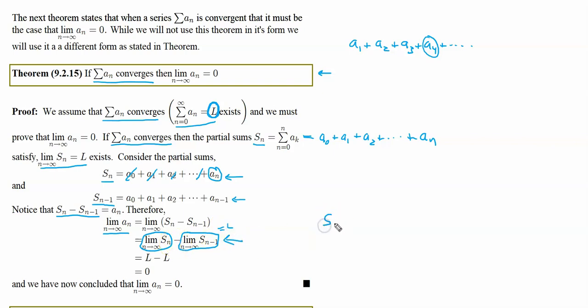As n gets very, very large, this quantity is approaching L. So as n gets very large, so does n minus 1. So this quantity is also approaching L. You see what we have then is both of these limits are equal to L. So you get L minus L, well, that's 0. So we've just proven that the limit as n goes to infinity of an is equal to 0. There you go, and our proof is complete. Now let's take a look at this.